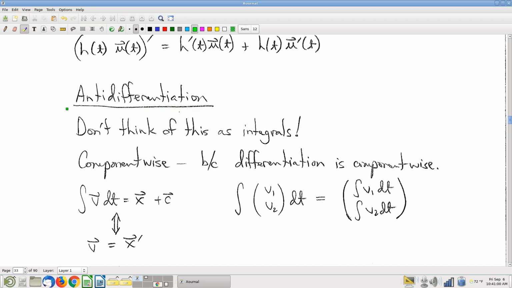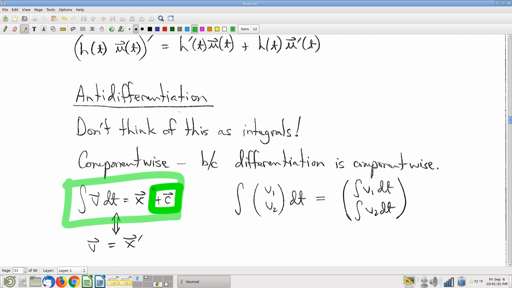Okay, so antiderivatives just means we're undoing derivatives. Good news, also component-wise. You're undoing something that's done component-wise, so of course it's component-wise. In the same way that velocity is the derivative of position, the antiderivative of velocity is position. It's just like in Calc 1. It's just now these are vectors instead of scalars.